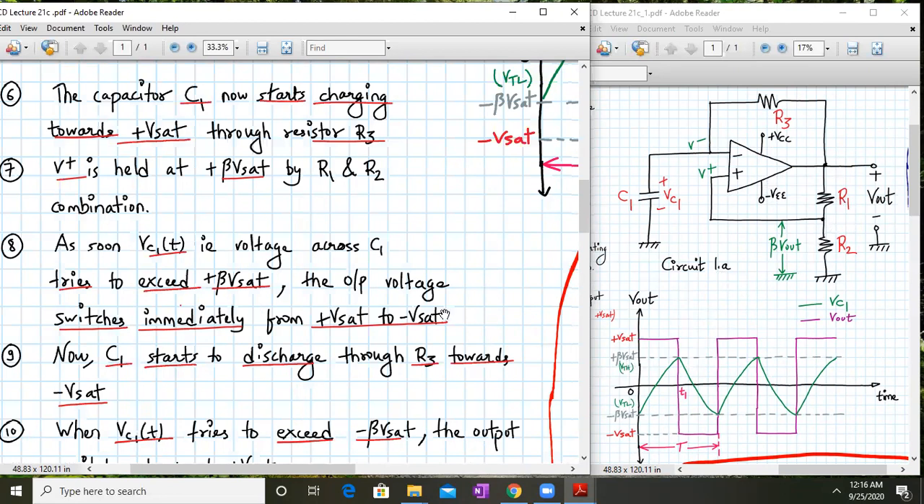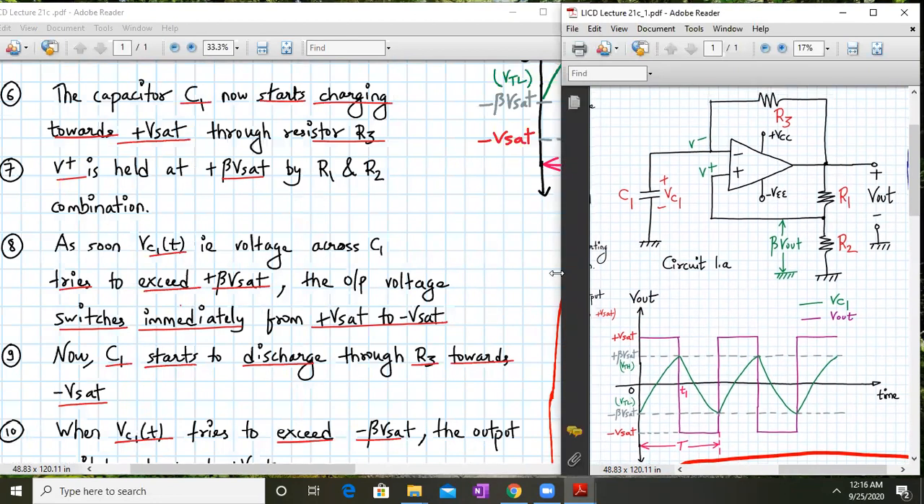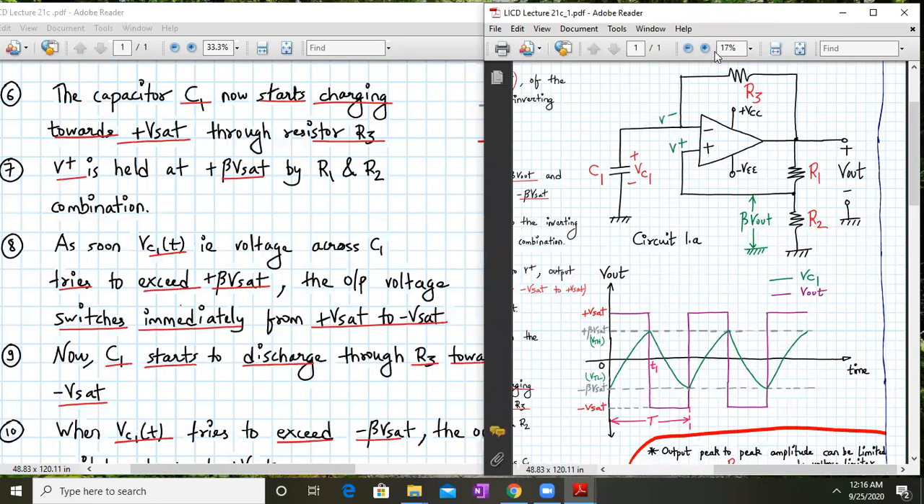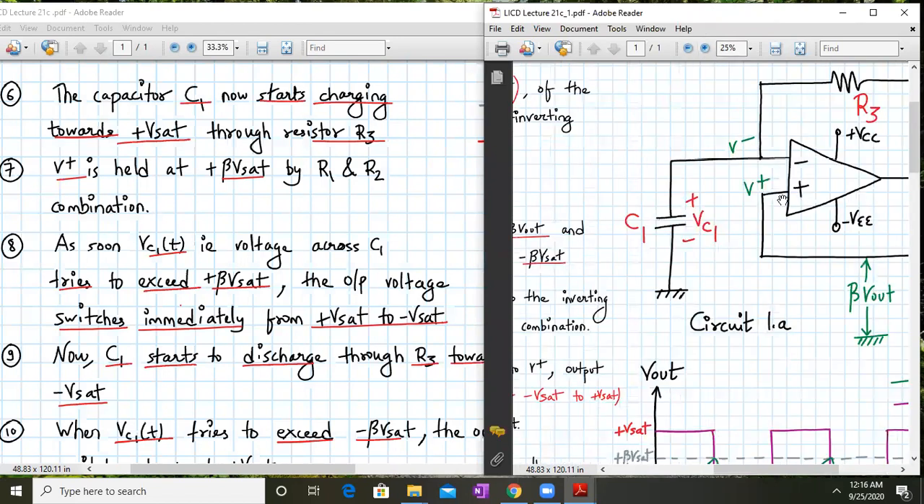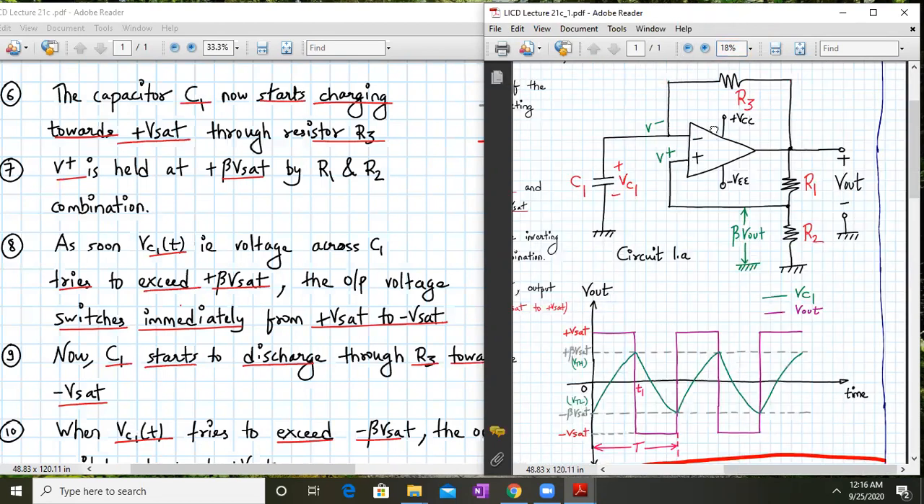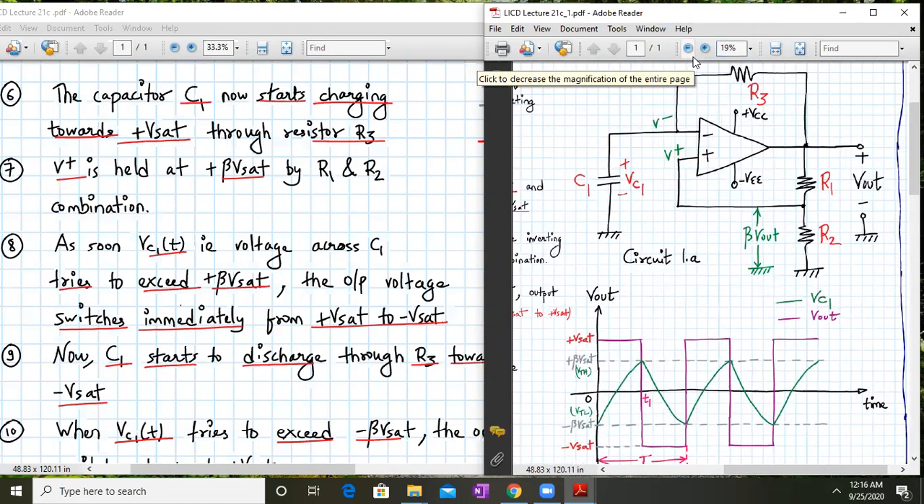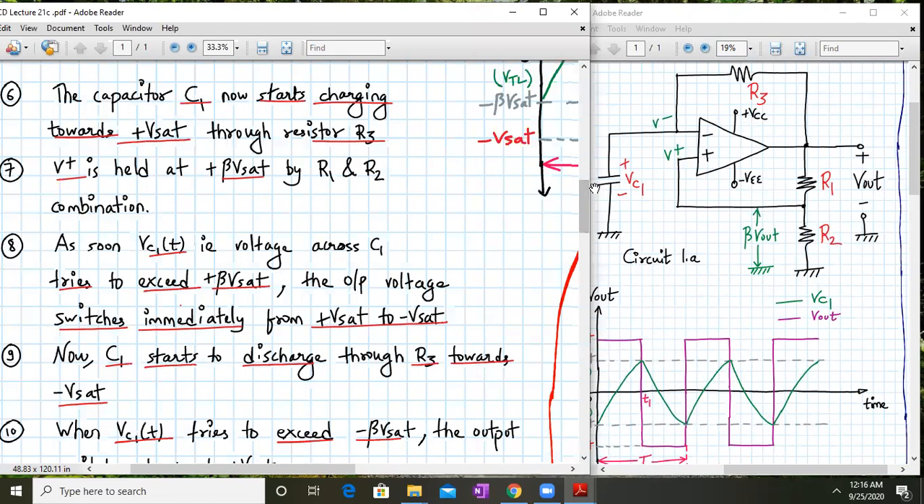I think it is visible. I hope so. Let me just expand it a little more. Yeah, I think this should be visible. Let me just reduce this.